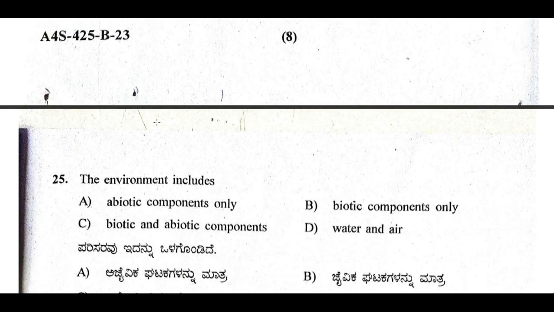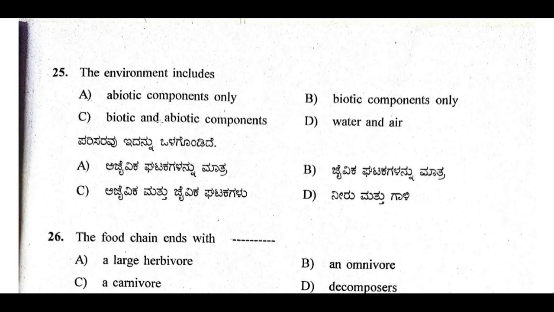Next question, question number 25. The environment includes option A, biotic, abiotic components only. Option B, biotic components only. Option C, biotic, abiotic components. And option D, water and air. The environment includes sun, soil, water, air, which are essential for human life. So water and air are also there, but we are talking about the environment including everything which is biotic and abiotic. Both the components are included in the environment. So therefore, option C is the right answer, biotic and abiotic components.